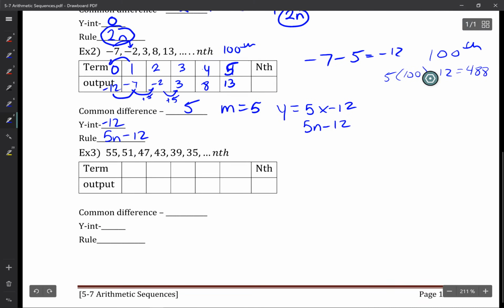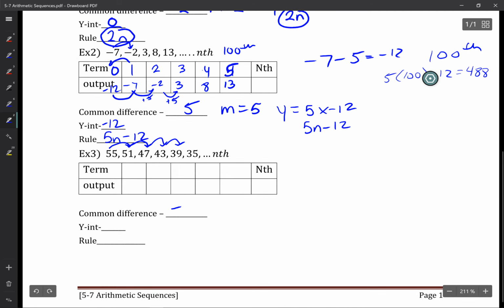All right, last problem. Look at the pattern. Minus 4, minus 4, minus 4, minus 4. So the common difference is negative 4. I should have done this first. 1, 2, 3, 4, 5. The first number is 55, the second number is 51, the third number is 47, the fourth number is 43, the fifth number is 39. And I could use the 35 if I wanted, but I'm not even going to use it.